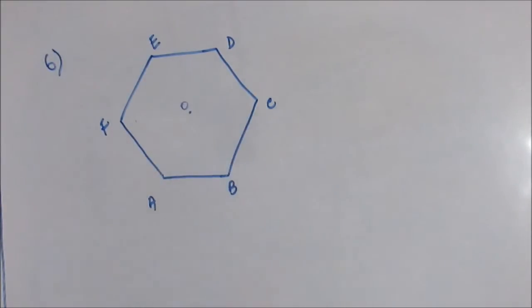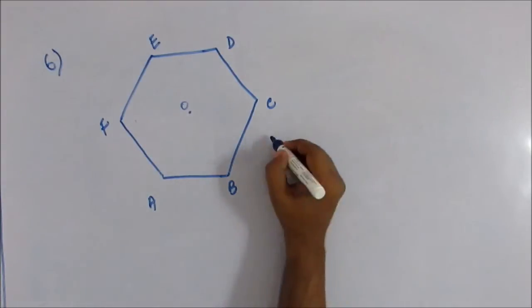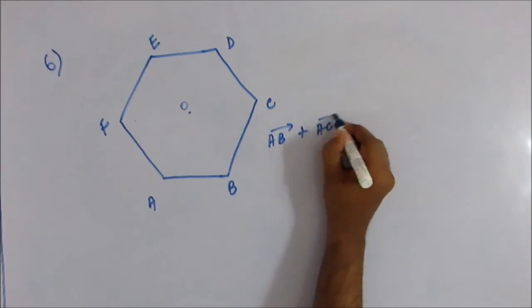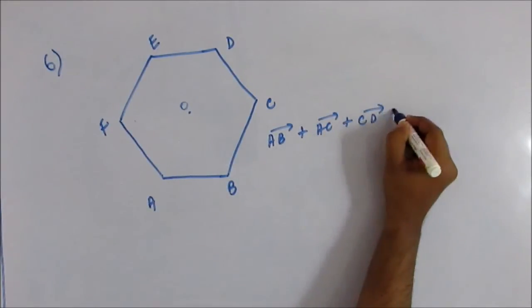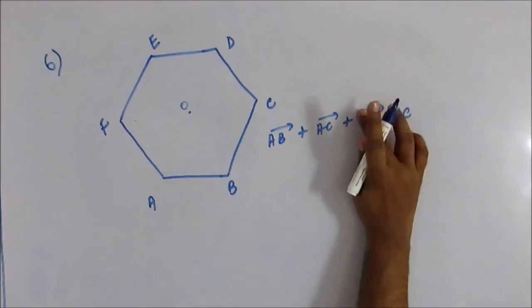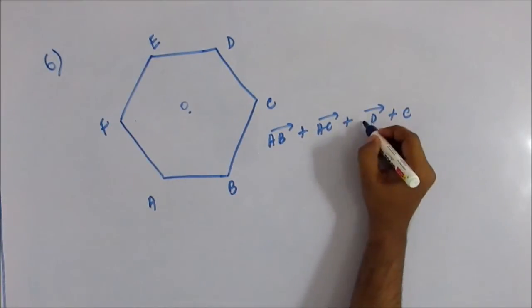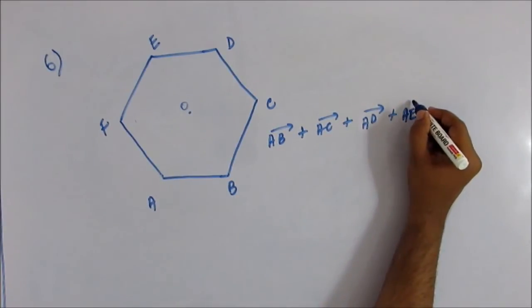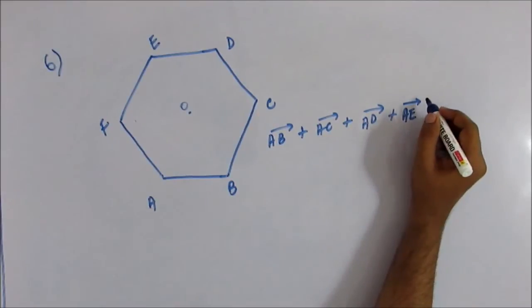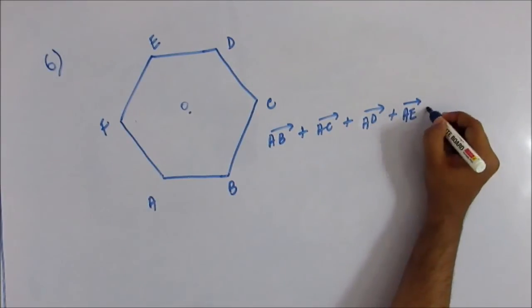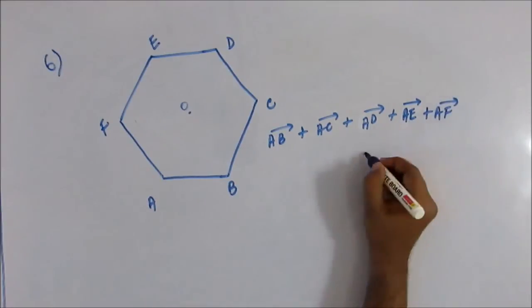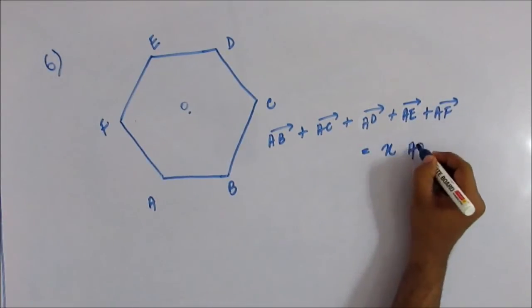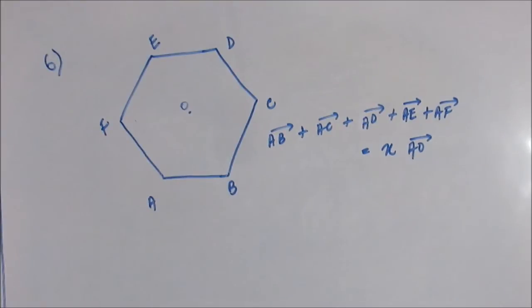O is the center. Now they're asking you AB vector plus AC vector plus AD vector plus AE vector plus AF vector is equal to x times AO vector. X is an integer, 1, 2, 3, 4, 5, 6, 7, 8. But you have to find what is x.